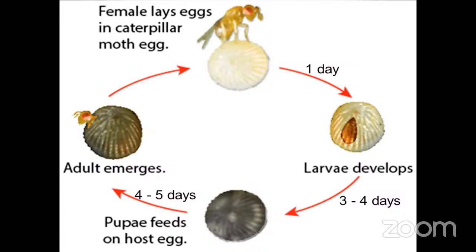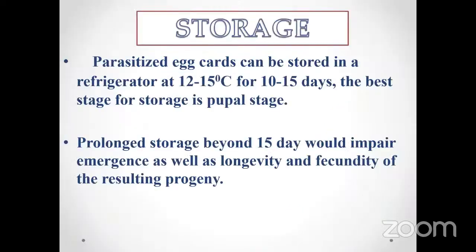If we keep the cards in open condition for up to 4 days, the adults of this Trichogramma will come out of the parasitized cards. As I told you, parasitized cards we can store for up to 15 days.